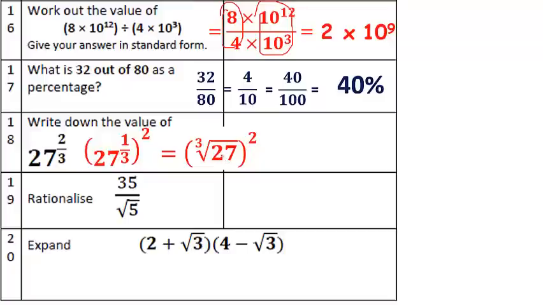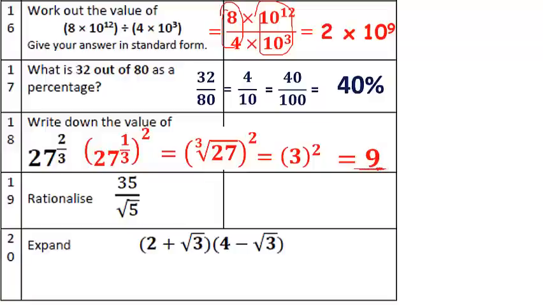3 times 3 is 9, times another 3 is 27. So the cube root of 27 is 3. But don't forget, we still need to square it. 3 squared is 9, and that's my answer. Please spend some time studying this question, making sure you understand it completely.